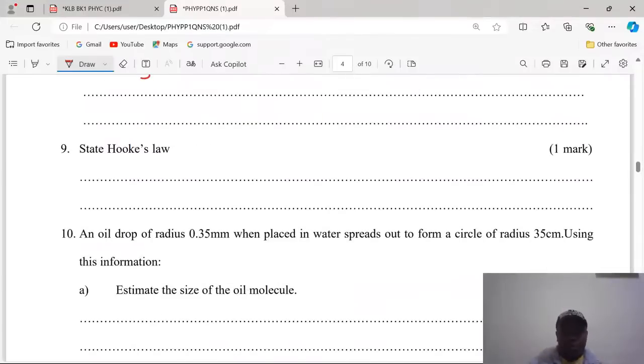State Hooke's law. It should be known that laws and principles must be stated exactly as they are.